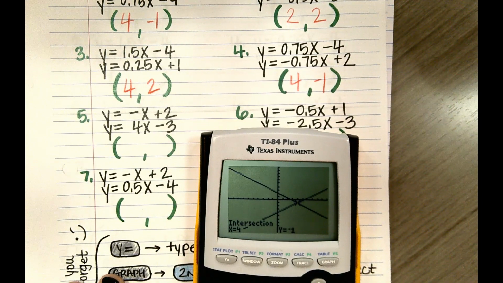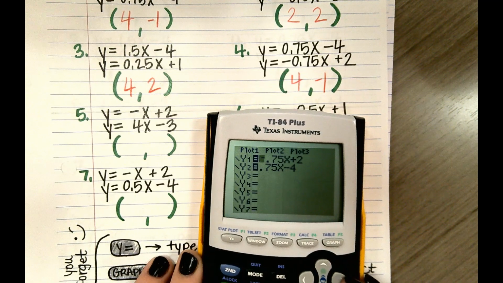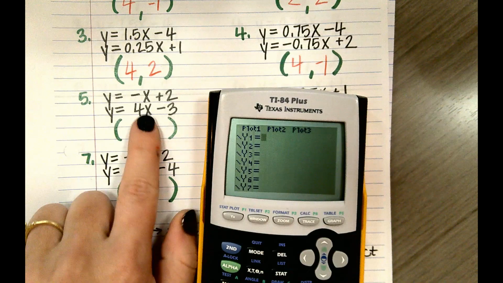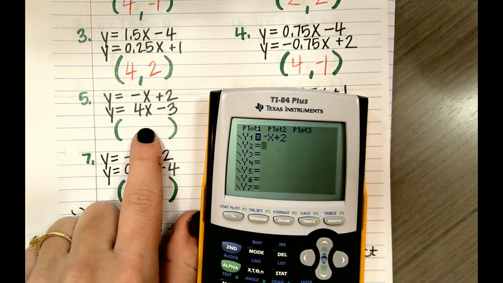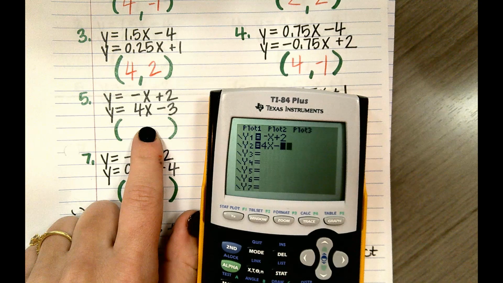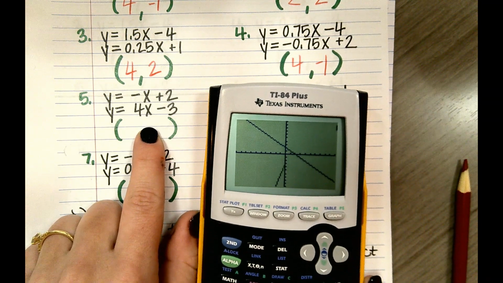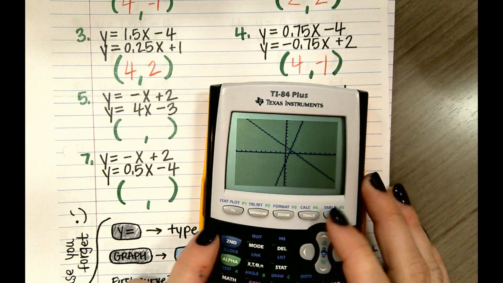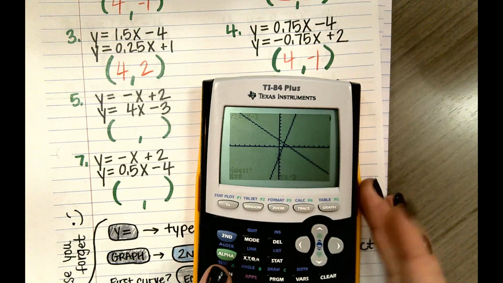Now we'll check number 5. Y equals, clear it out. Now I have negative x plus 2 and 4x minus 3. Graph. Okay, then we'll do the same process. Second trace, 5. Enter, enter, enter.